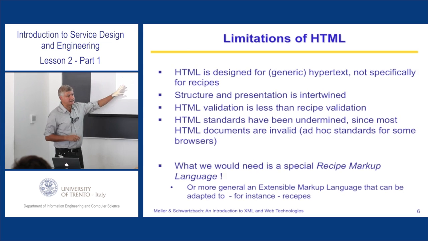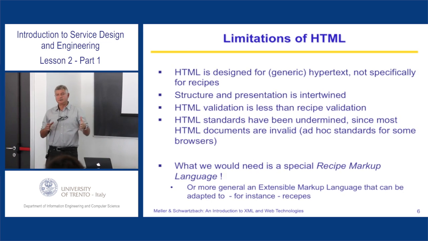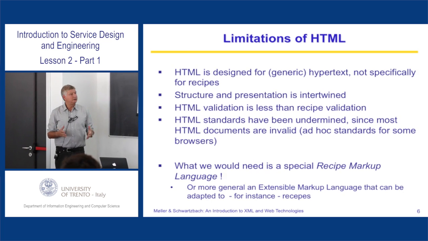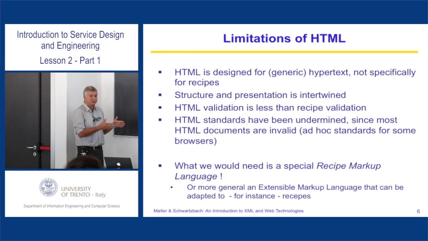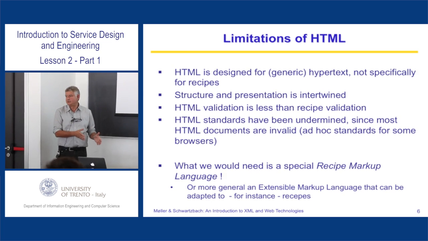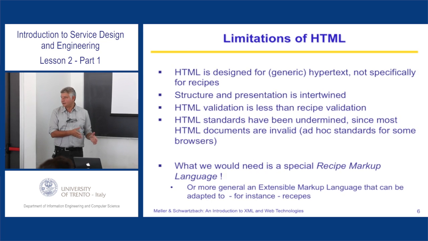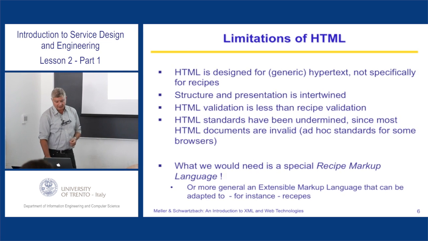So the idea is that HTML has been fine for a long time, but there came a certain point in which you needed more specificity, more strength of the markup language. In particular, if you want to do recipes, you would like to have your own specific recipe markup language. And this is made possible by having an extensible markup language, which is XML.